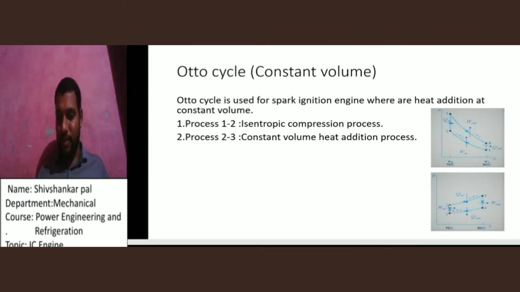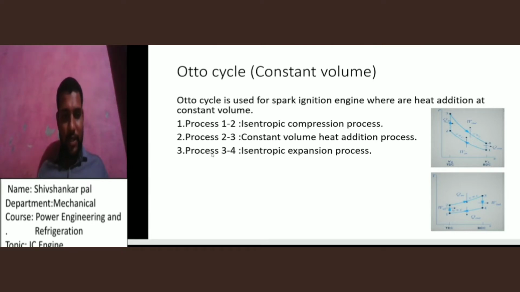So the 1 to 2 process has constant entropy S. The second process is 2 to 3. In 2 to 3 you can see the heat addition, and heat addition is at constant volume. In the PV diagram you can see that in the 2 to 3 process the volume is constant, and that is when heat is added.